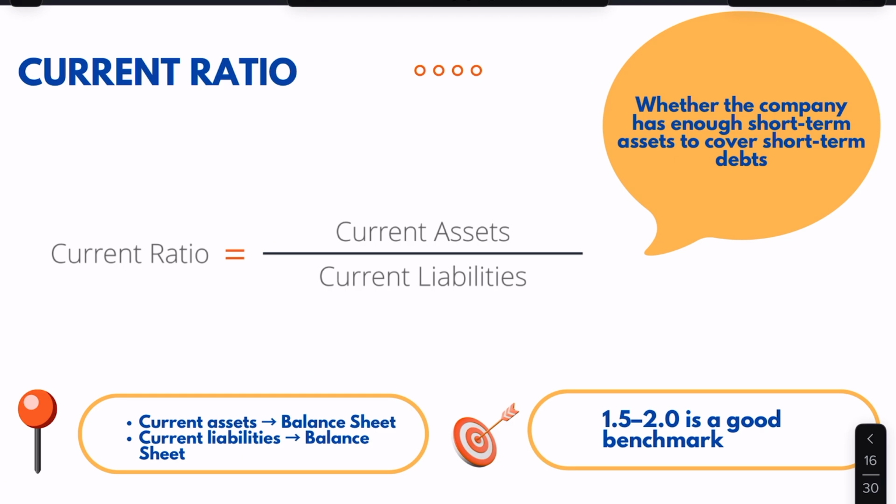The current ratio measures whether a company can pay off its short-term liabilities using its short-term assets. The formula is current assets divided by current liabilities, and you can find both in the balance sheet. As a benchmark, 1.5 to 2 is a healthy current ratio. If the current ratio falls below 1, the company may not have enough.